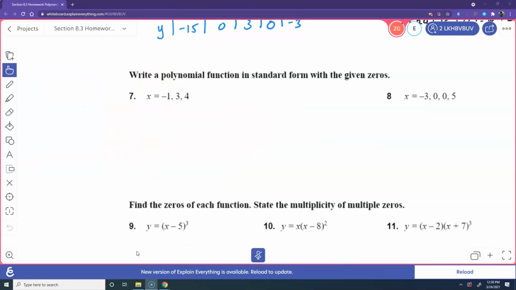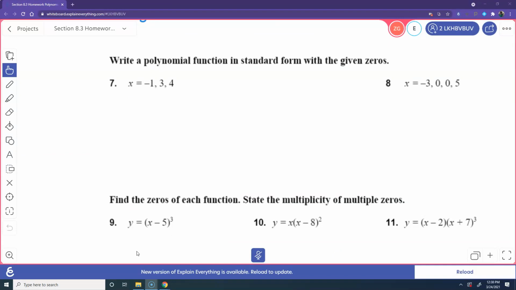And number 7, we're going to write a polynomial in standard form with the given zeros. So I have x equals negative 1, x equals 3, x equals 4. So we have x plus 1 times x minus 3 times x minus 4. So you're going to multiply x times x, which is x squared. X times negative 3 gives you negative 3x. 1 times x gives you positive 1x. And then 1 times negative 3 gives you negative 3.